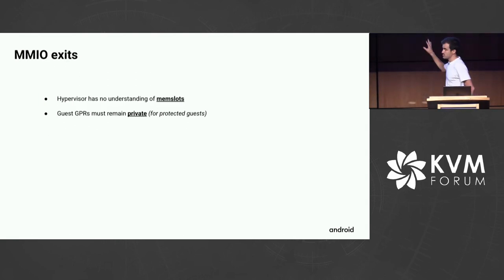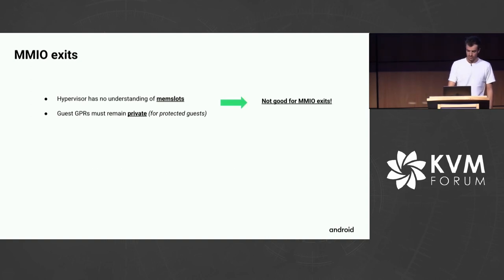I've mentioned how we handle memory aborts. That doesn't tell us how we do MMIO exits. There are a few problems with that, which require some additional work. One of the things is that the hypervisor has no understanding of memslots. We just don't have that concept at all at EL2 right now. And for, I think, fairly obvious confidentiality reasons, the guest registers are not copied back to the host kernel when we exit the vCPU. So it makes MMIO handling a little bit complicated.